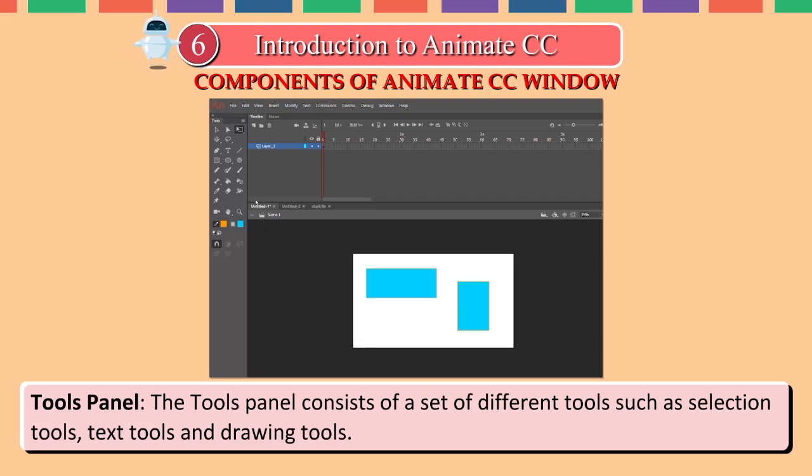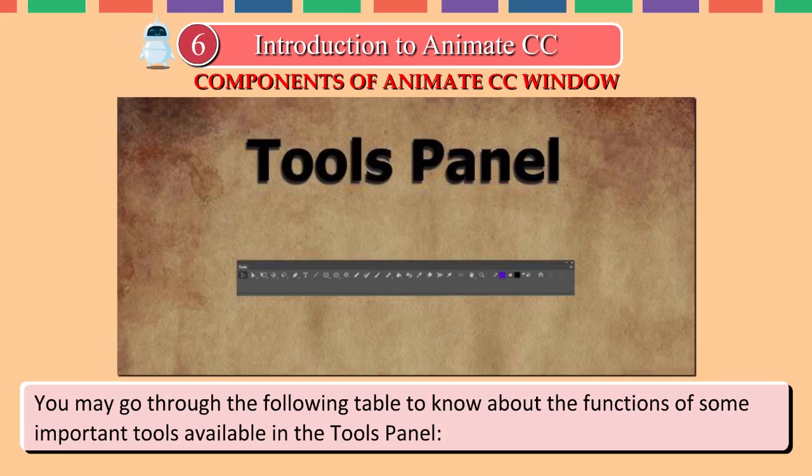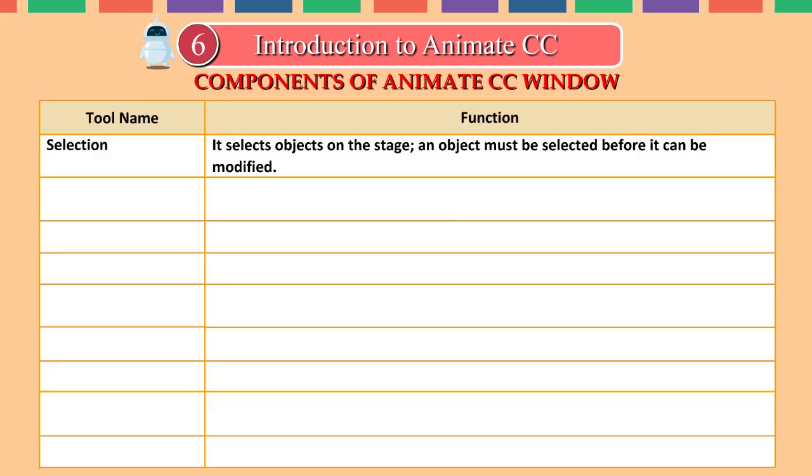Tools panel. The Tools panel consists of a set of different tools such as selection tools, text tools, and drawing tools. You can use them to create or modify objects as required. You may go through the following table to know about the functions of some important tools available in the Tools panel. Selection. It selects objects on the stage. An object must be selected before it can be modified.